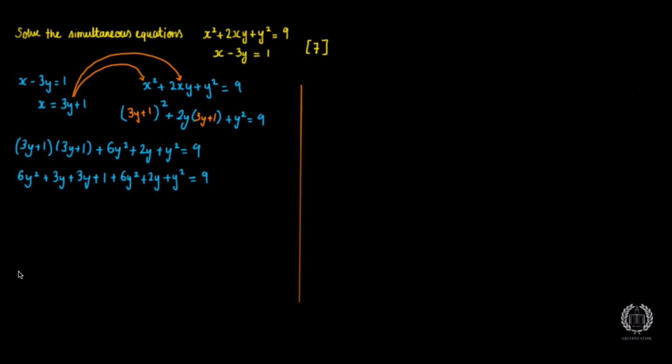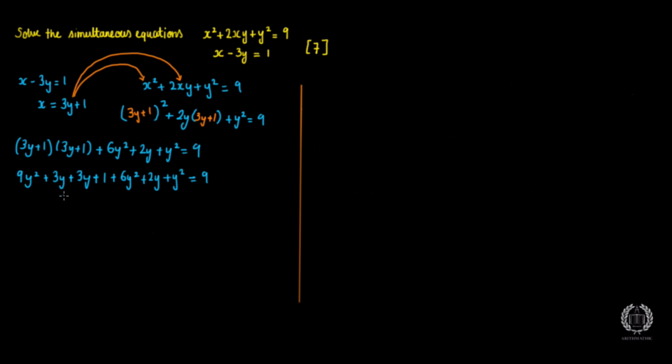Okay, right. So if you've already spotted the silly mistake, 3y times 3y is not 6y squared, is it? 3y times 3y is 9y squared. Yeah, so be careful. Even I make silly mistakes as well, so just be cautious when you expand brackets.